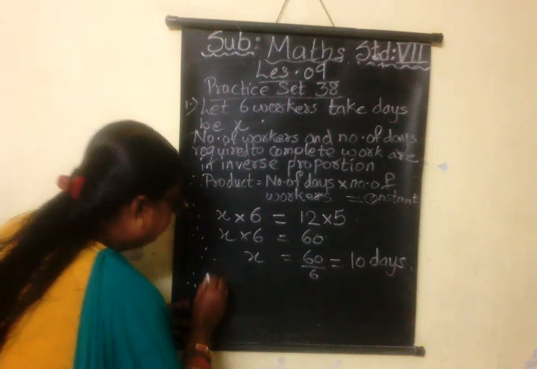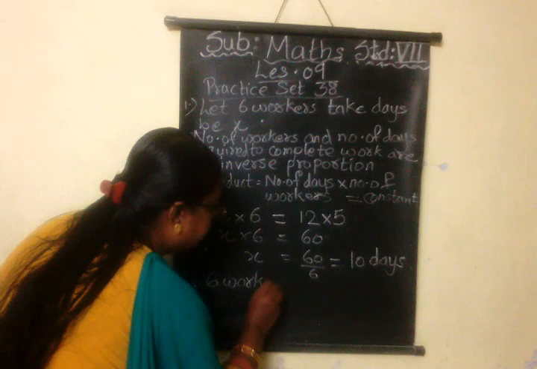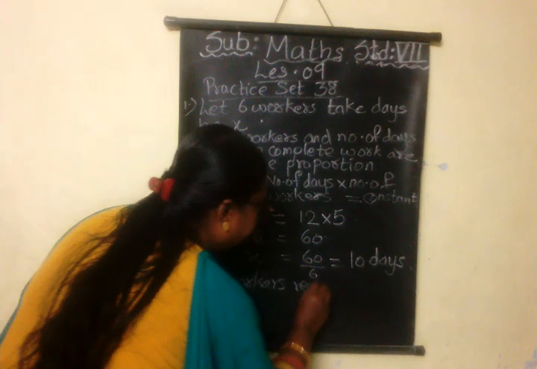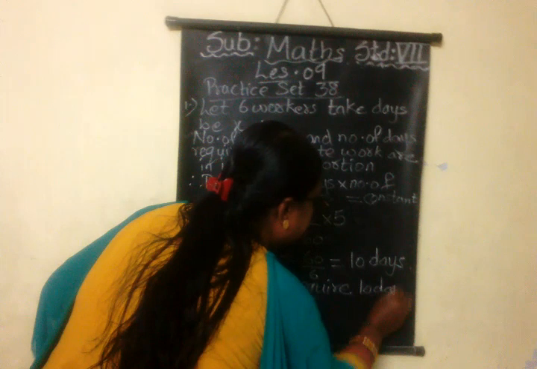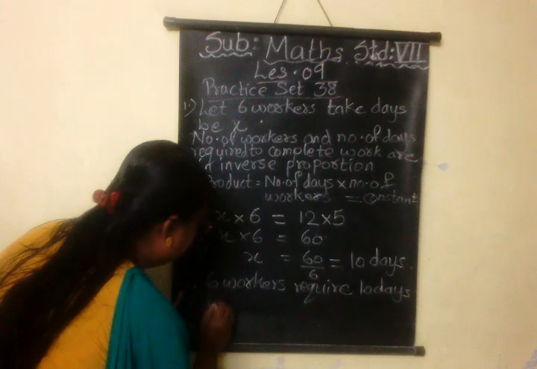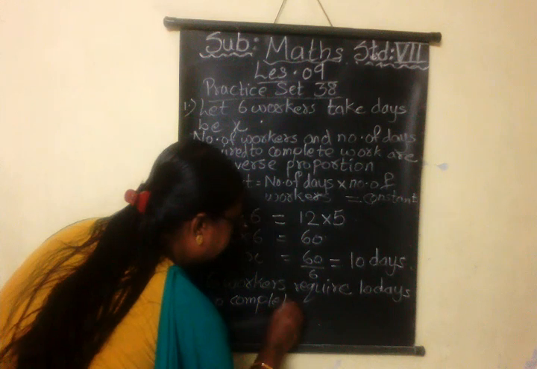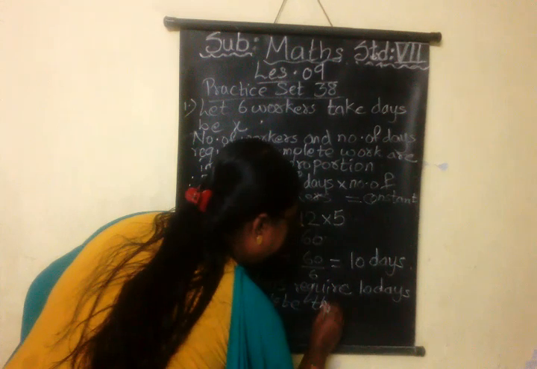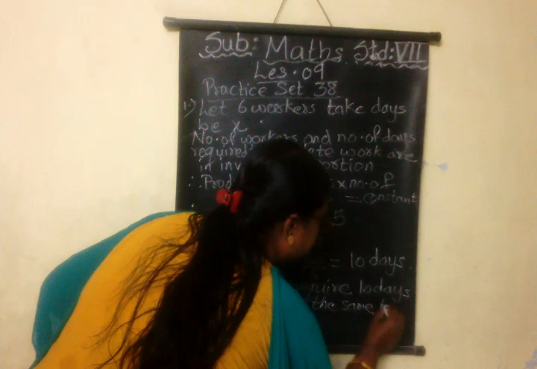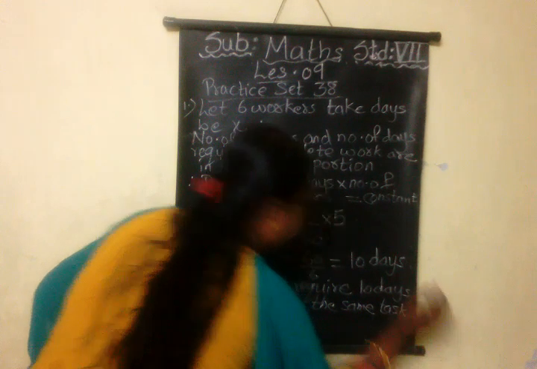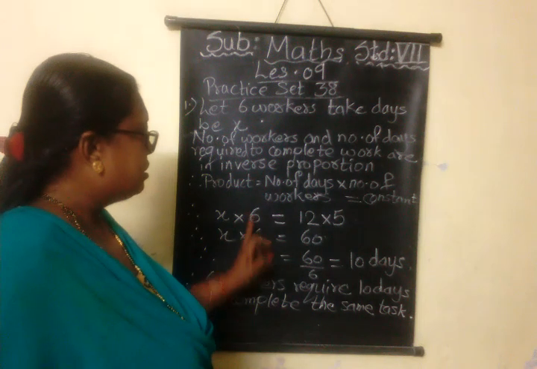Therefore, 6 workers require 10 days to complete the same task. Task means work. Okay, this we have found out about 6 workers.